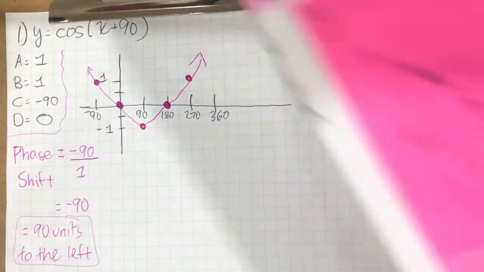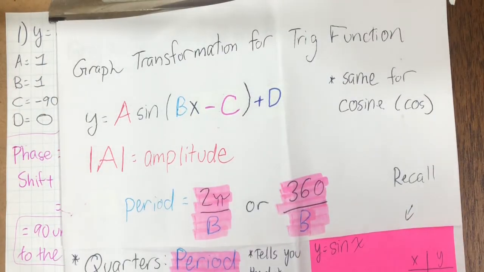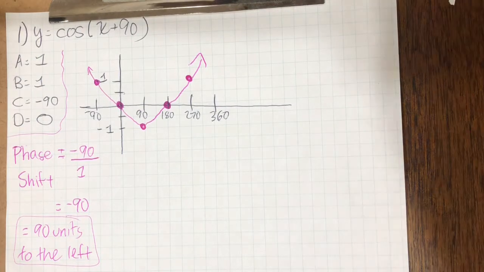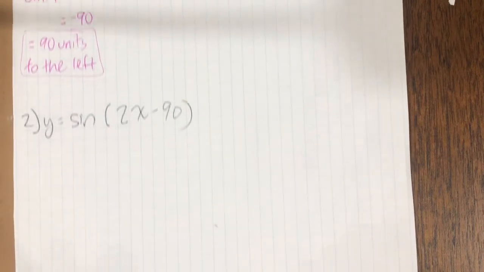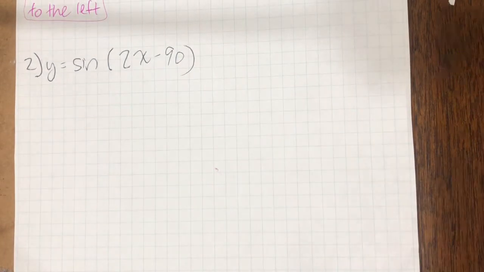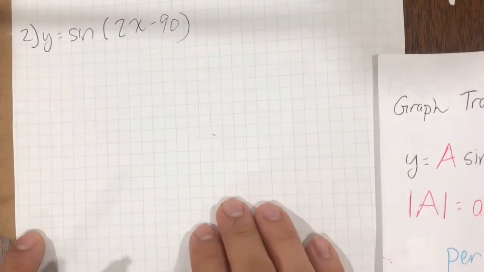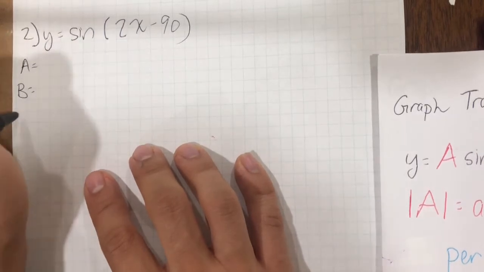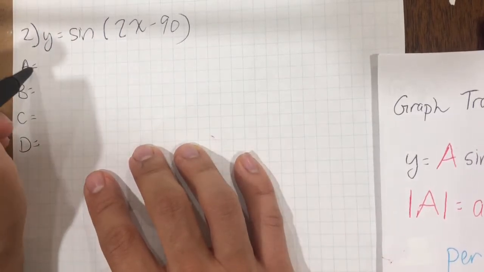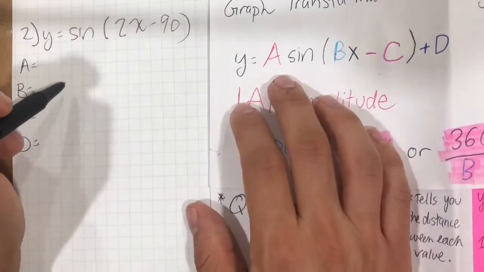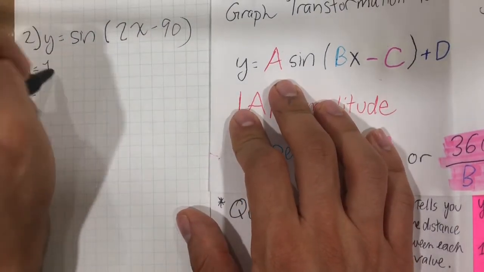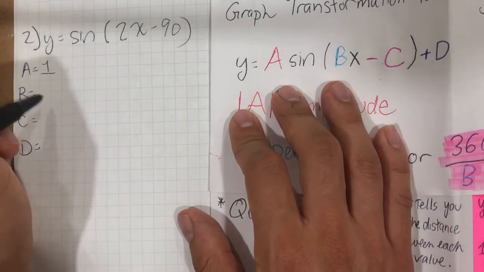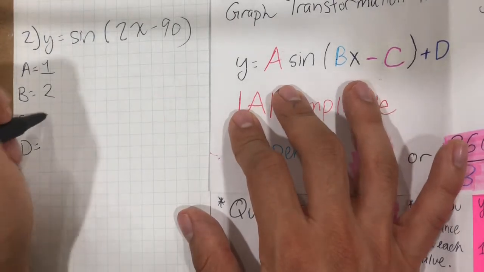We really didn't need to figure out the amplitude, the period, and the vertical shift, because those didn't change. But for number 2, we may need to figure that out because of the 2 in the front. So for number 2, we have sine of 2x minus 90. I'm going to label my numbers for A, B, C, and D. For A, there is no number in front of sine, so my coefficient is 1. For B, we have a 2 in front of x, so B is 2. Then C is going to be 90.